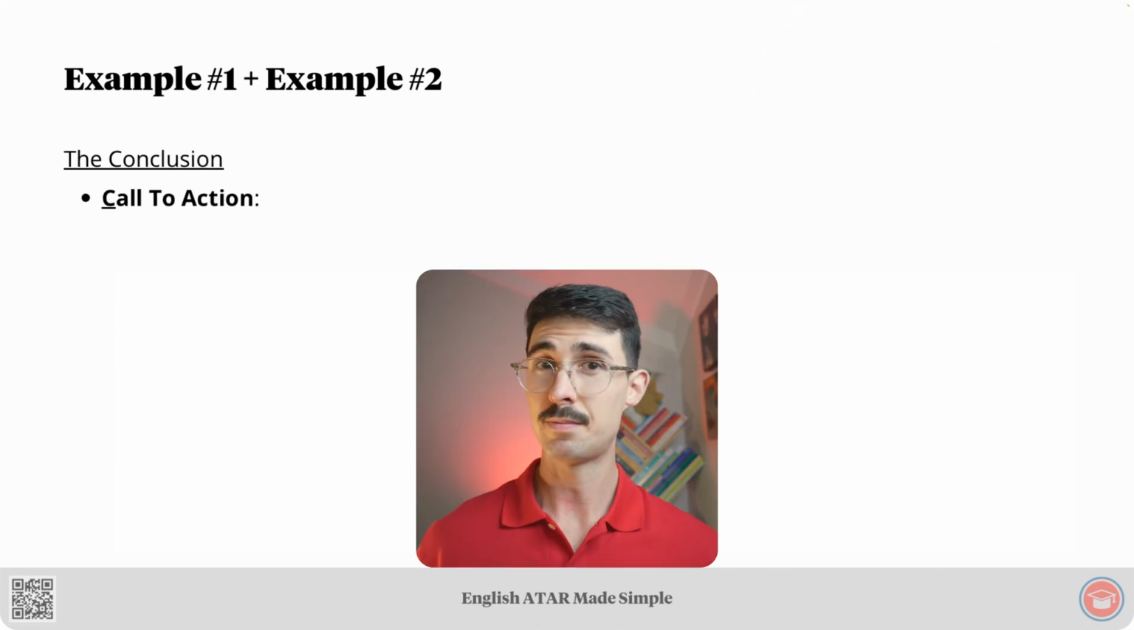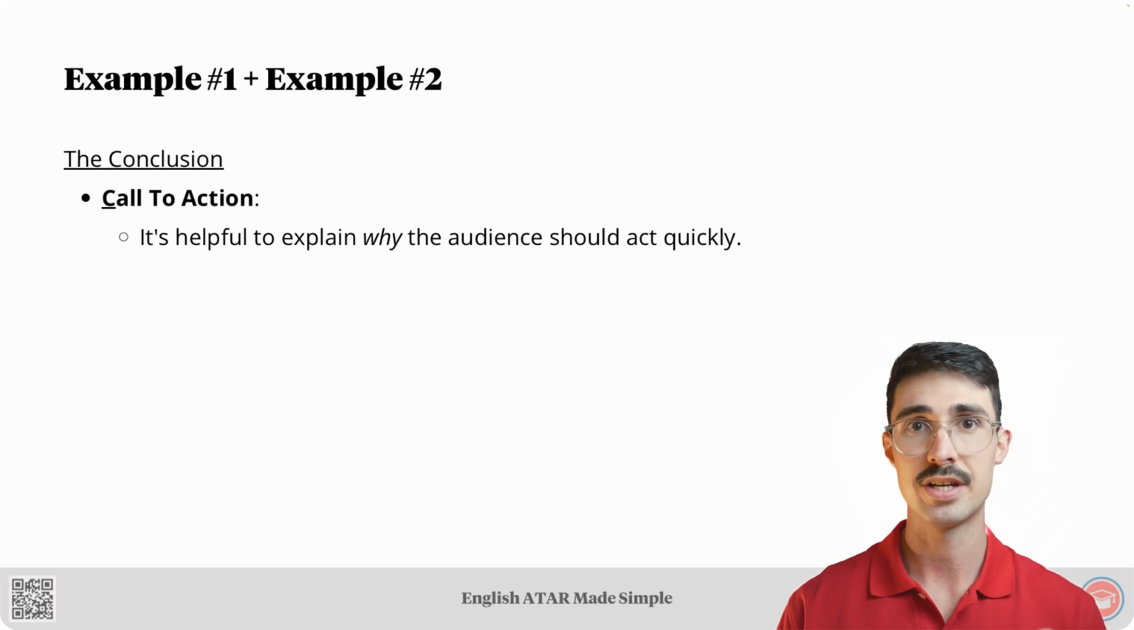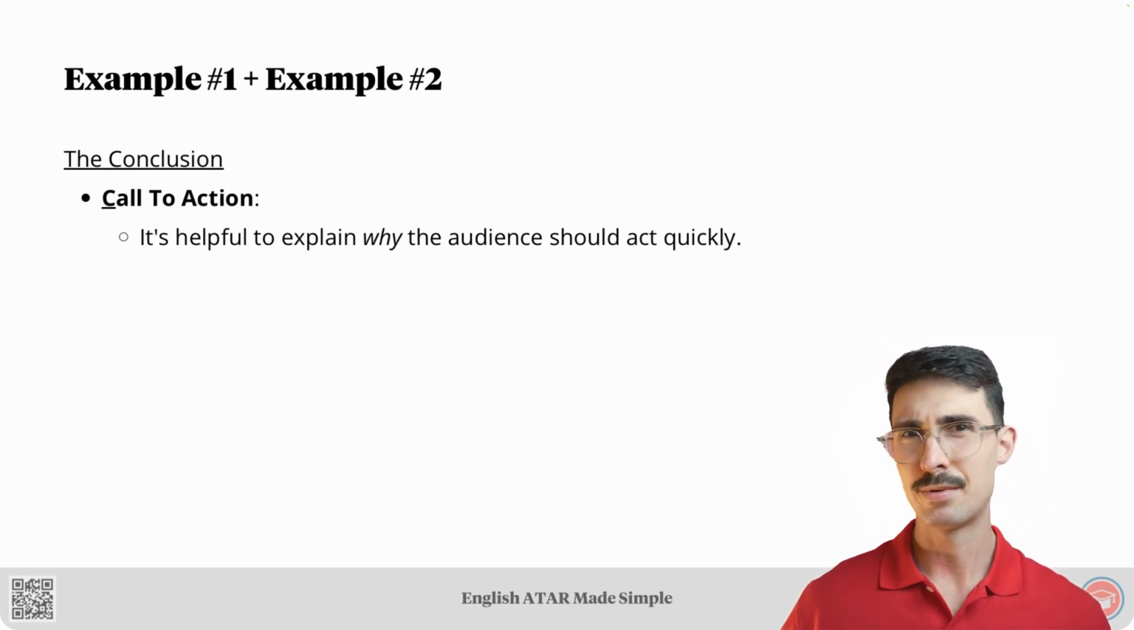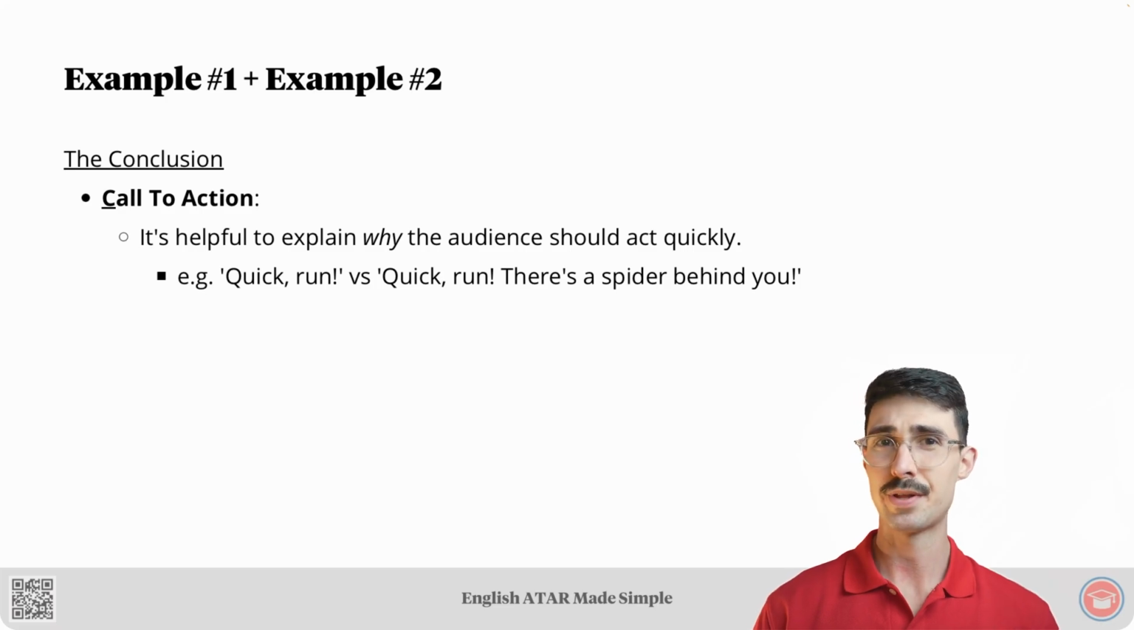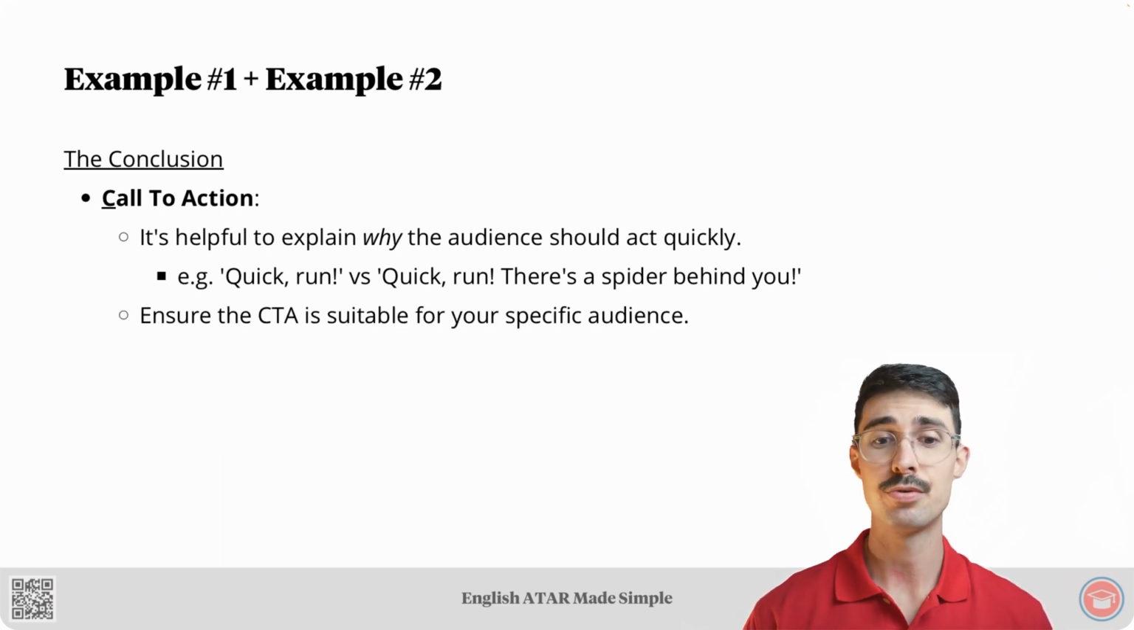Next up was the CTA. Firstly, it's helpful to explain why the audience should act quickly. Remember the example I gave you between "Run!" "What? No, I'm not going to run. I hate run." "Quick! Run! There's a spider behind you." I'm more inclined to do the thing I'm being told to do if I'm given a compelling reason why. Also, ensure the CTA is suitable for your specific audience.